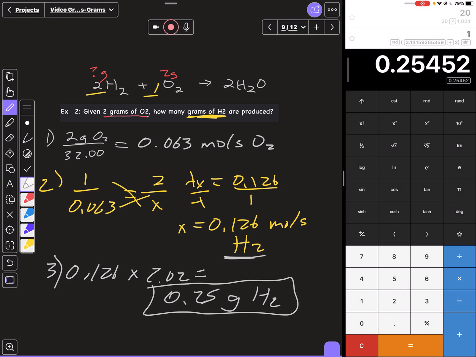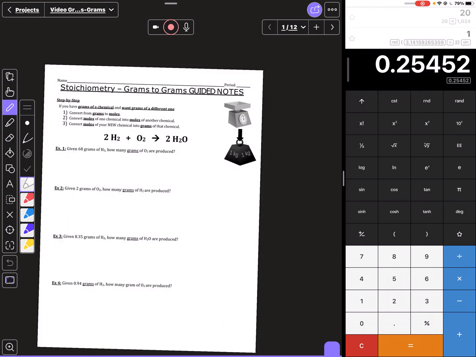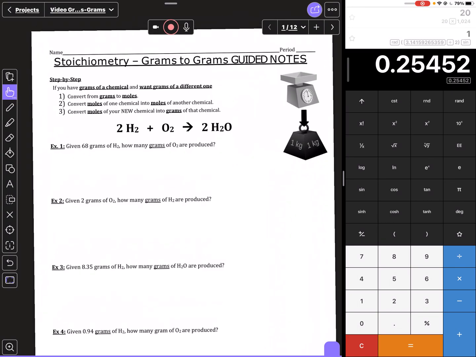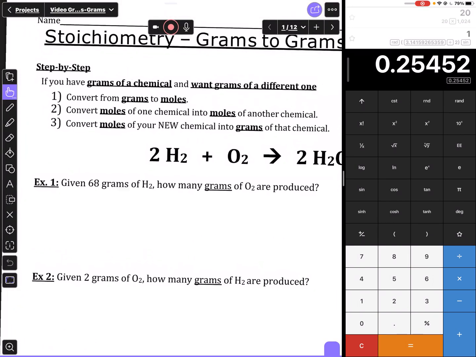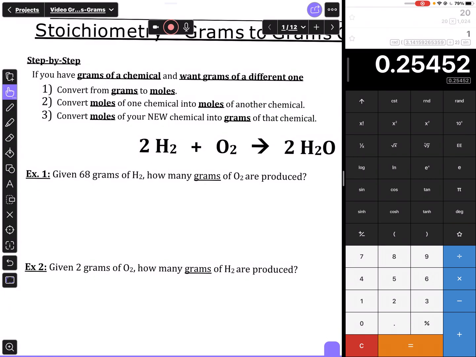So, a 3-step problem. Steps 1 and 3 are stuff we've already done from Unit 6, been doing it for a long time. Step 2 is the only new thing that we've introduced in this unit. Now, on the very first page of this, if you go back, it tells you what we're doing, the steps for grams to grams stoichiometry. Now, if somebody would write these steps on my big whiteboard, and you can leave them on there, that way you know how to work these problems.